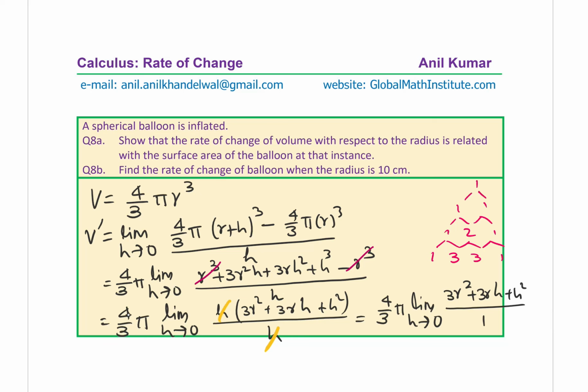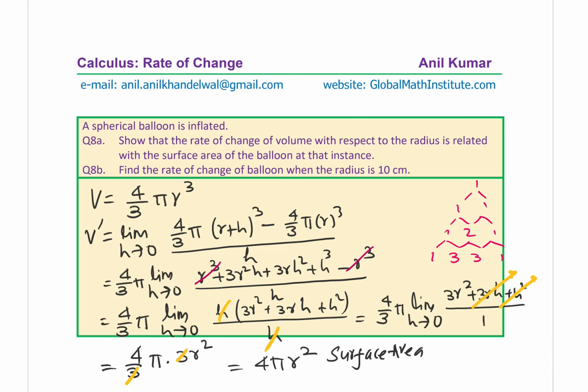Now, if I substitute 0 here for h, what happens? If I substitute 0, these two terms approach 0, we get 3r squared. So we can now write down the expression as 4 by 3 pi times 3r squared. Now 3 and 3 cancel. And what do you get? We get 4 pi r square. And that is the surface area, correct? That is surface area.